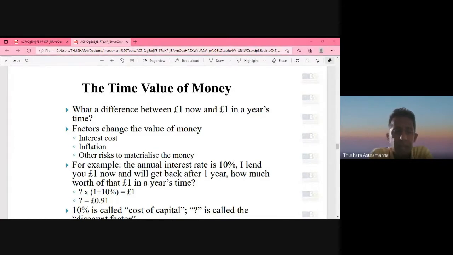So before that, we need to understand why this change, why the time value, why this value of money is going down. That is because of a couple of reasons. The main thing is interest cost. Let's say you put a deposit today, say 100, and you get 5% per annum interest. What it tells you is you get an additional 5 rupees at the end of this year. So 105.